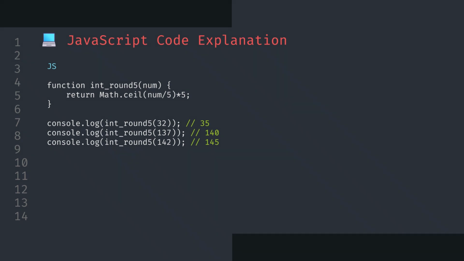Here's our function. We divide by 5, round up using Math.ceil, then multiply by 5 again. This gives us the next highest multiple of 5. Simple, clean, and works with any positive integer.